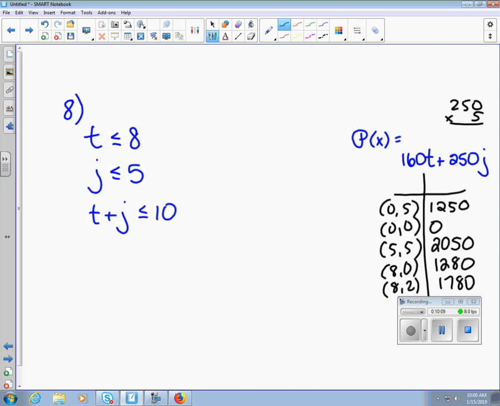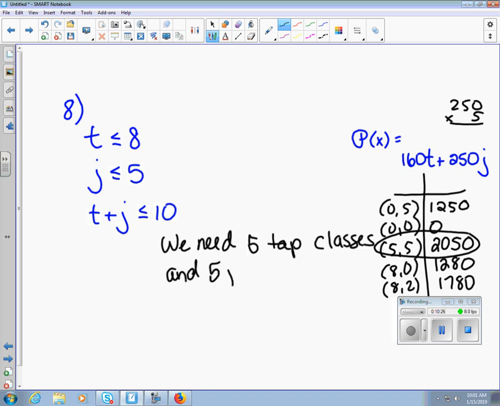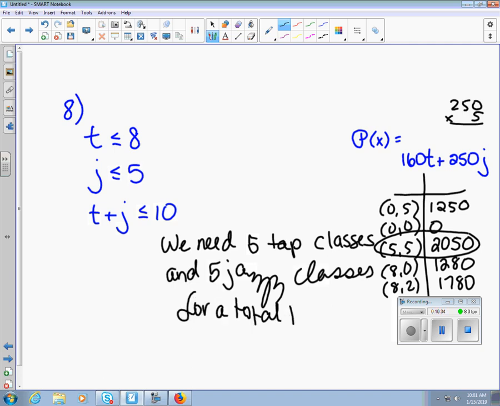So we should have 5 of each. Then we write a sentence for that. Remember how we used to do that? So we need 5 tap classes and 5 jazz classes for a total profit of $2050.